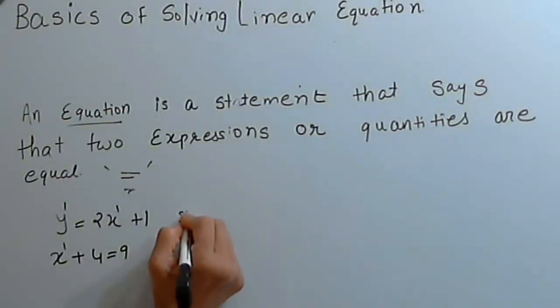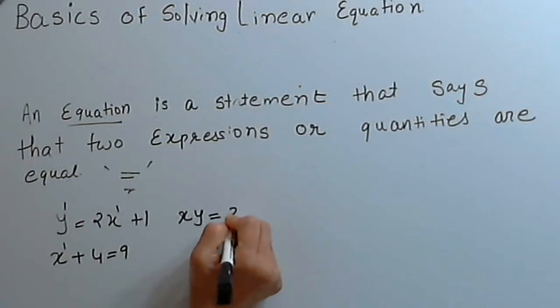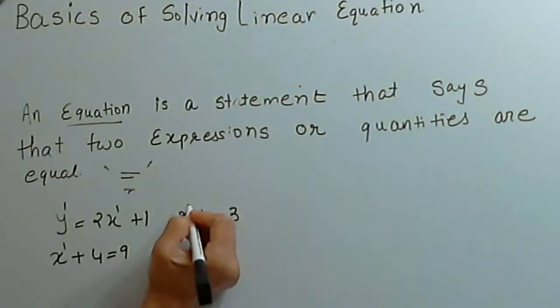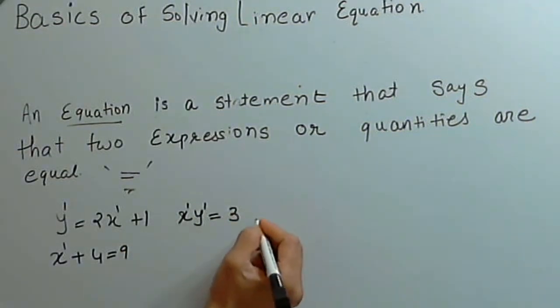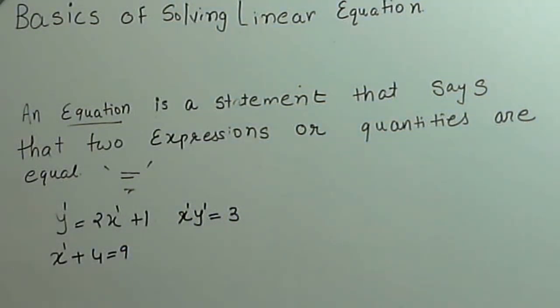But let's say this equation, xy equals 3. This is not a linear equation because the power of x is 1 and the power of y is 1, and that makes the total power 2. So this is not a linear equation. Y squared equals x. This is not a linear equation.